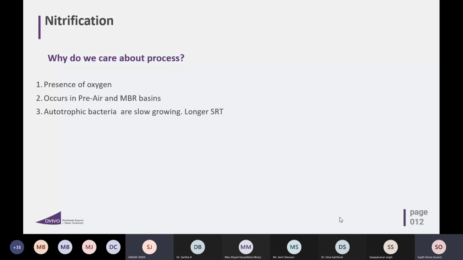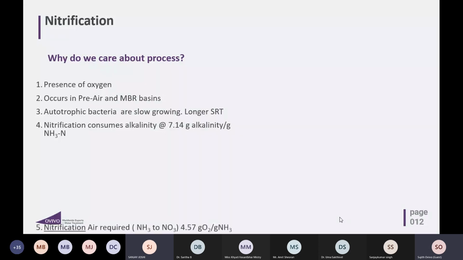Hence, since it is a slow-growing bacteria, you need to have a longer solids retention time. It is essential always when you target nitrification. And one more important point is that the nitrification process consumes the alkalinity which is available in the influent itself, let's say 7 grams of alkalinity per gram of ammoniacal nitrogen removed, right?